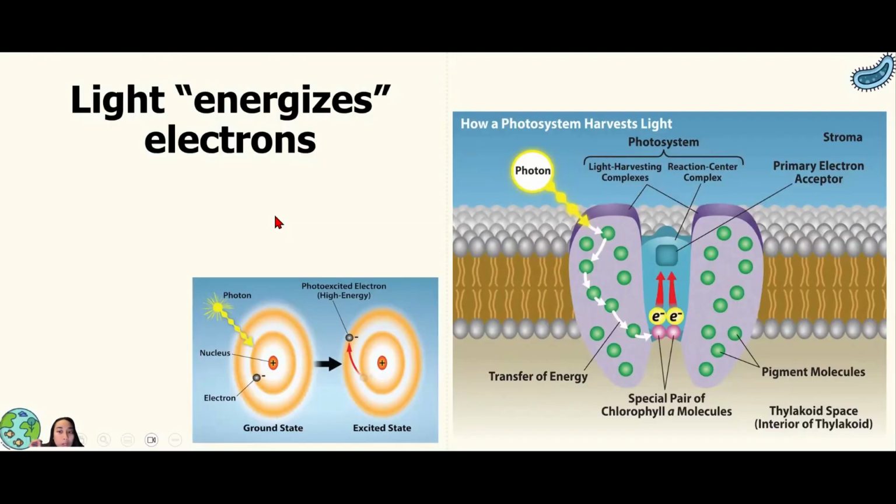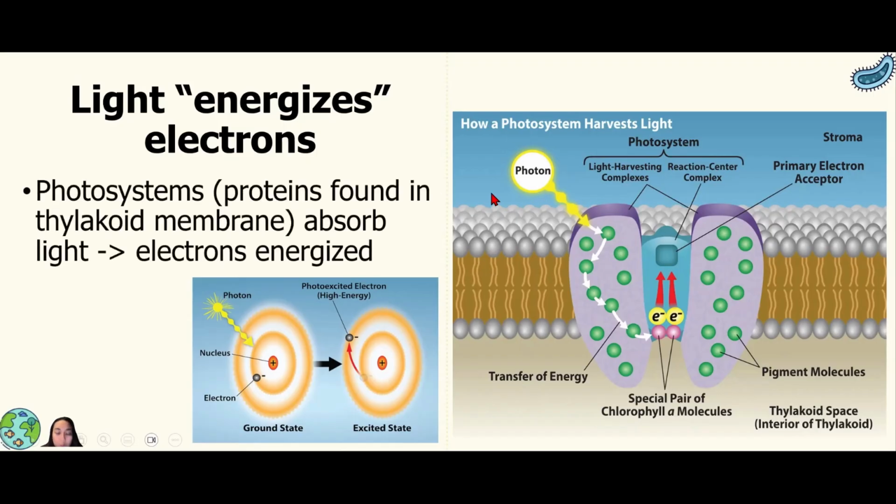The first part is, again, the light reactions, where we're going to be absorbing light to produce ATP and NADPH. But first, let's talk about how that light is getting absorbed. Light is going to be absorbed as a photon. So light travels in photons. And in this structure called the photosystem, this light is going to be absorbed and used to energize electrons. Now this structure called a photosystem is a protein that is found on the thylakoid membrane.